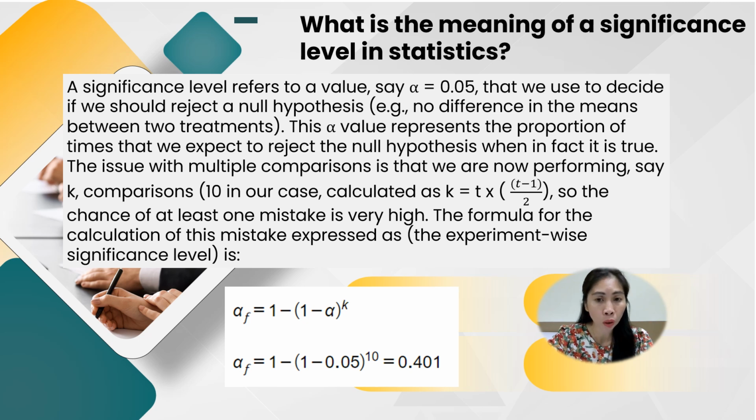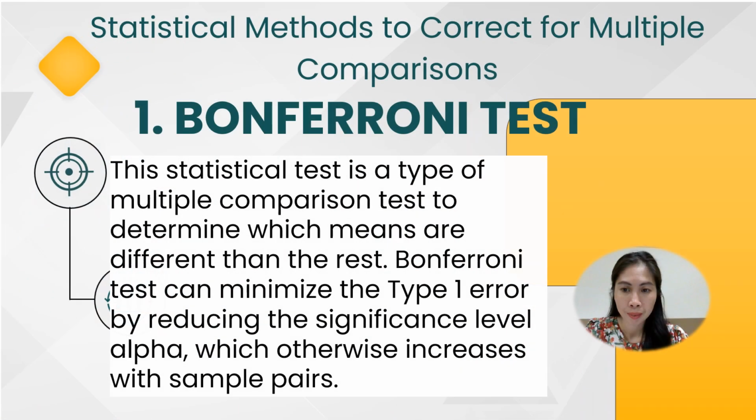If we had a total of T equals 15 treatments, what do you think is our K comparison? So we need 105 comparisons, for which the probability of at least one mistake is 0.9951.